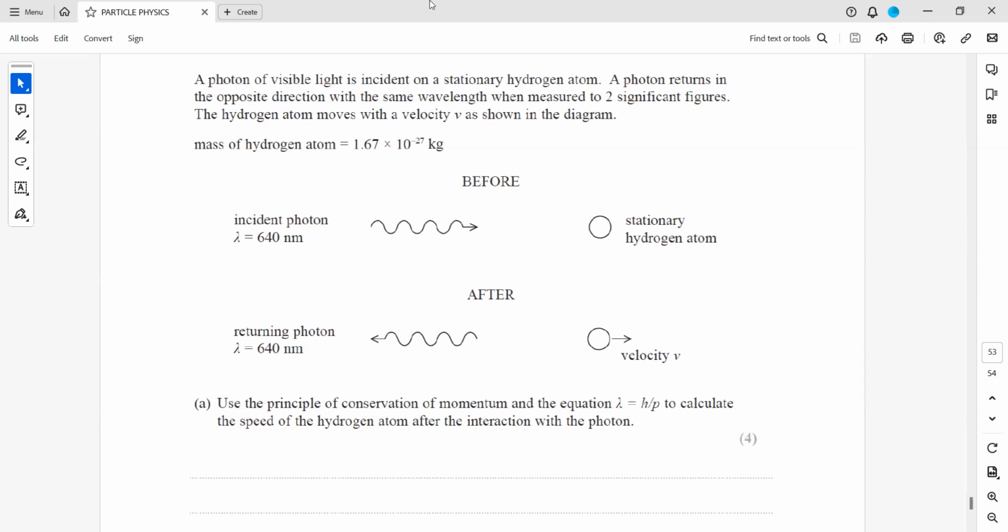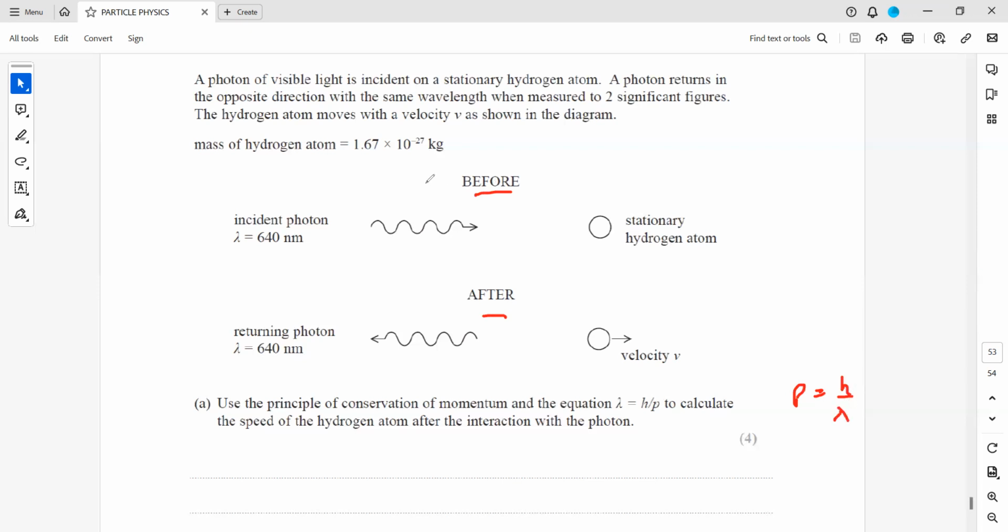So we can use conservation of momentum. According to the law of conservation of momentum, momentum before collision should be equal to momentum after collision. So lambda is h over p, so p is equal to h over lambda, Planck's constant divided by wavelength.